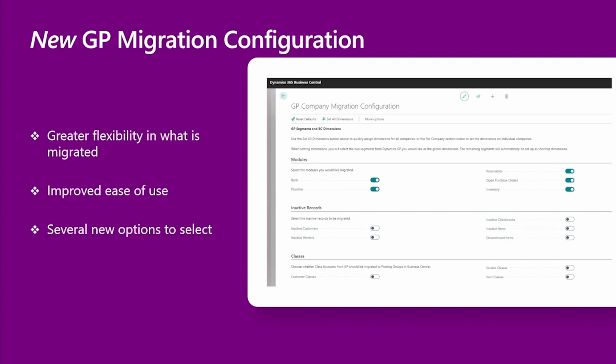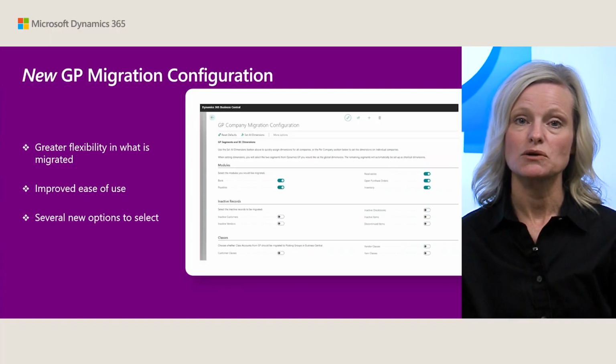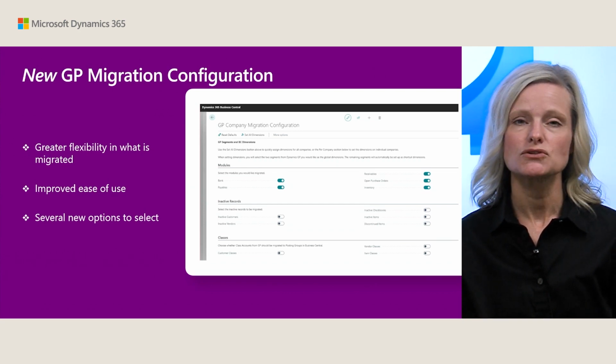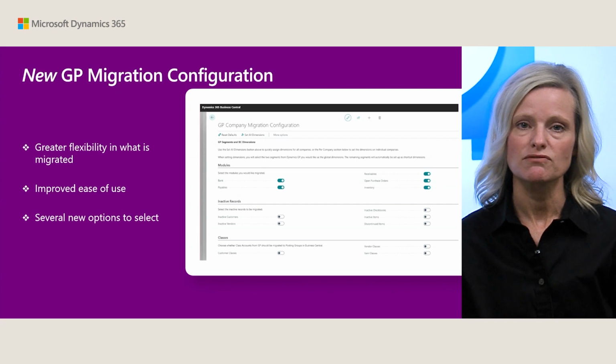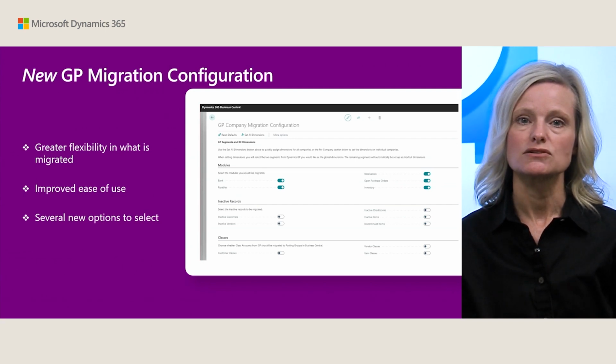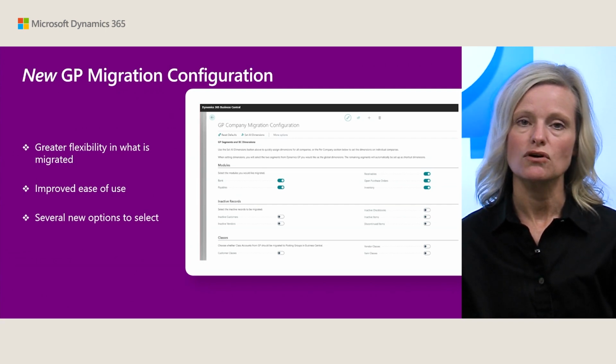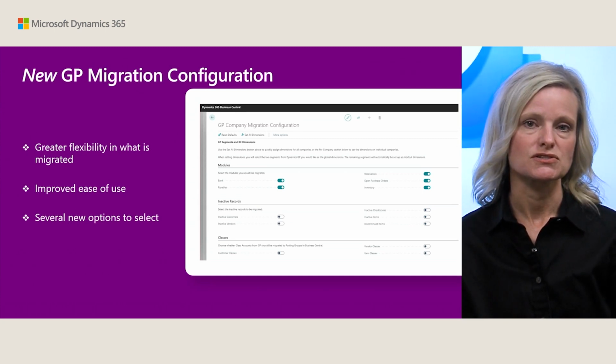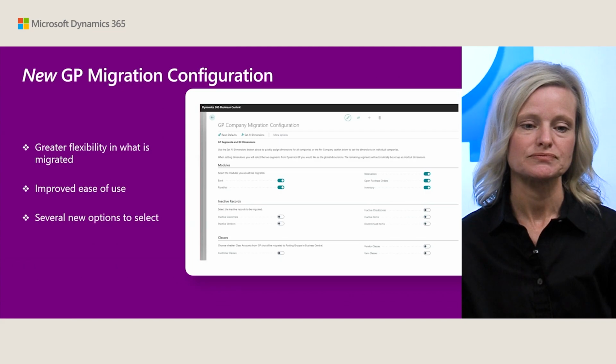where you have many more options to choose for what you want to bring over from your GP system into Business Central. You can choose things like which modules you want to bring over. If you want to bring over certain master data records, you can choose all of that. So you'll find that the page gives you much more flexibility. It also has global controls, letting you select for all the companies that you want to migrate, or you can make those individual selections at the company level.